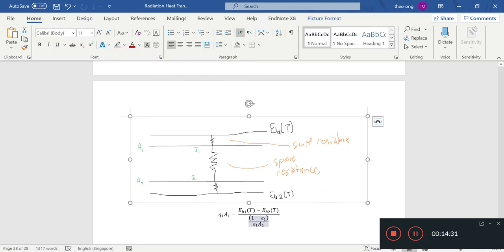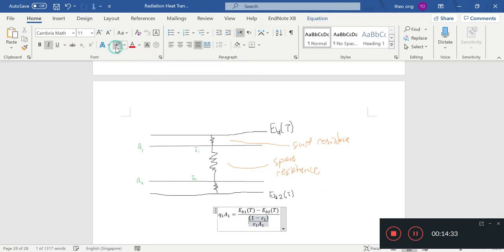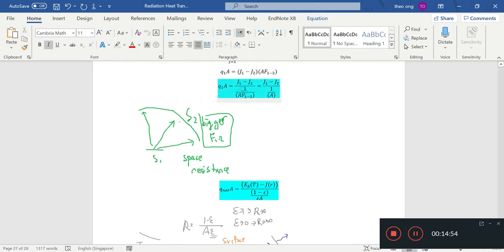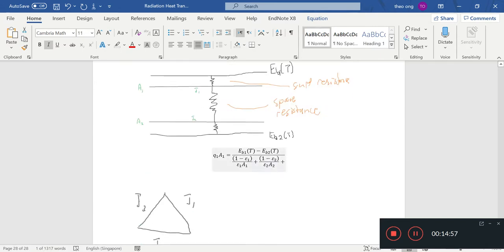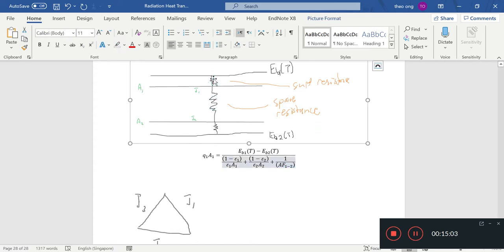The resistance of the first surface. And then the resistance of the second surface is as such. And then of course you have the space resistance, which is this one in the center. So this is the first surface, this is the second surface, and this is the space resistance. With all these together, we will have an expression for the heat transfer from 1 to 2.